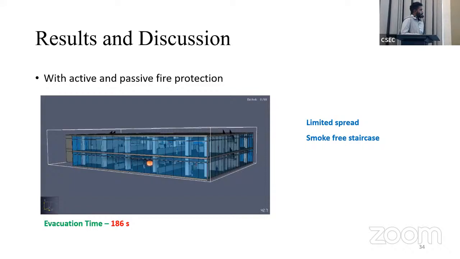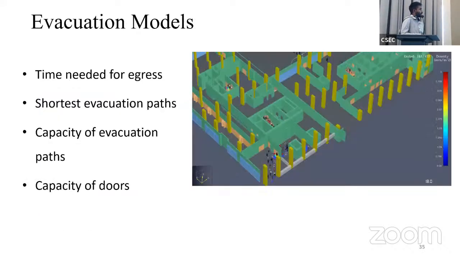So when there is a fire, this is with active and passive fire protection. The smoke is limited to the first floor only, and we included the activation data of sprinklers and smoke sensors. Then it results in a reduced evacuation time. This is another example we did for a different geometry of the building.